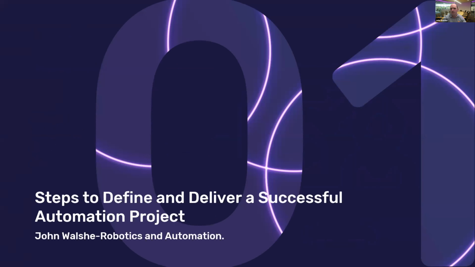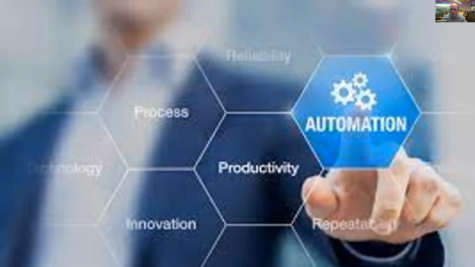For those of you who do not know me already, my name is John Walsh, and I've spent many years in automation, both as a customer and a system integrator. So you're about to push the button on a new automation project, and perhaps you're new to the world of automation. So how do you successfully define and deliver an automation project?